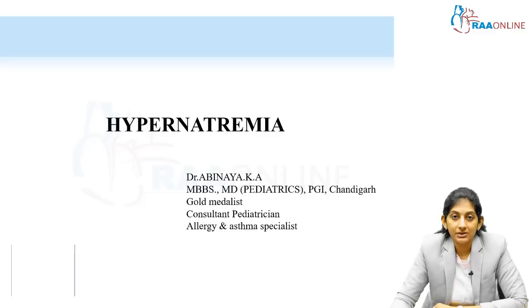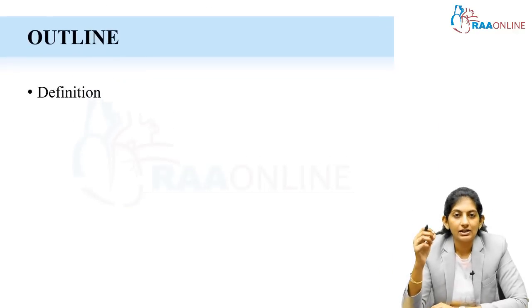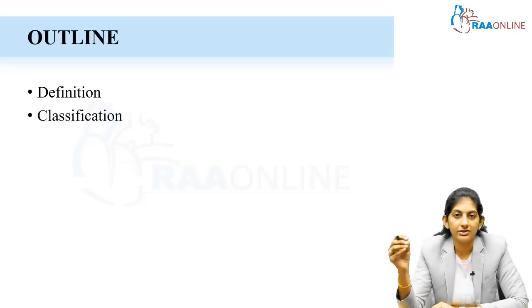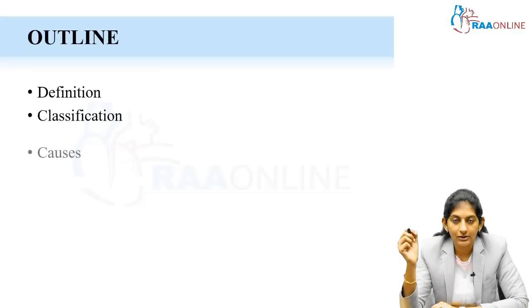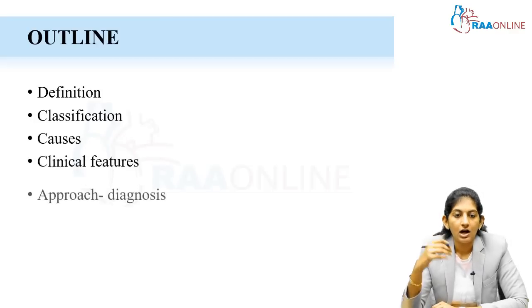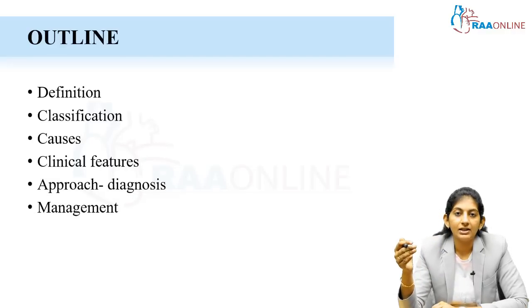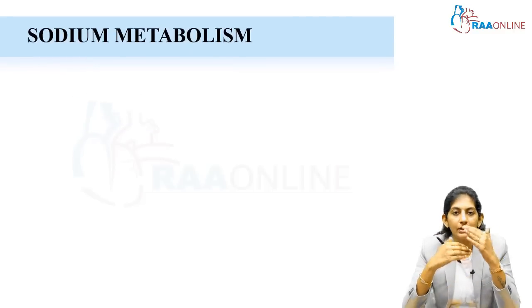So in the chapter discussion of pediatric critical care and emergencies, the topic of discussion now will be hypernatremia. What are the topics that we are going to discuss under hypernatremia? The first will be how do you define hypernatremia, then classification of hypernatremia based on the volume status, followed by causes of hypernatremia, clinical features, how you are going to approach, that means how you are going to diagnose, and then finally management. Okay, so we will go step by step.